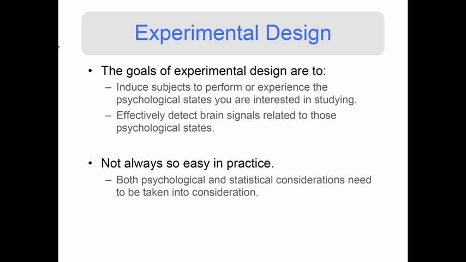So the goals of experimental design in fMRI are: 1, to induce subjects to perform or experience the psychological states that you want to study, and 2, to be able to effectively detect the brain signals related to these psychological states. This is not always so easy in practice, and both psychological and statistical considerations will always need to be taken into consideration. The psychological considerations are related to inducing the subject to experience what you want them to experience, and the statistical considerations are involved with being able to detect that.